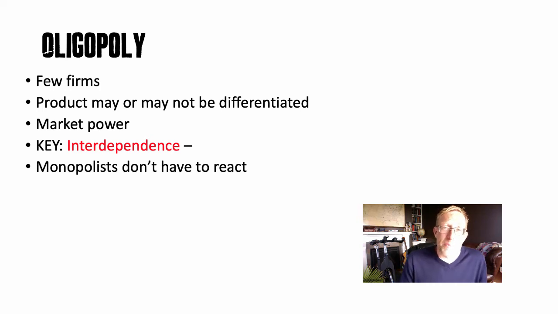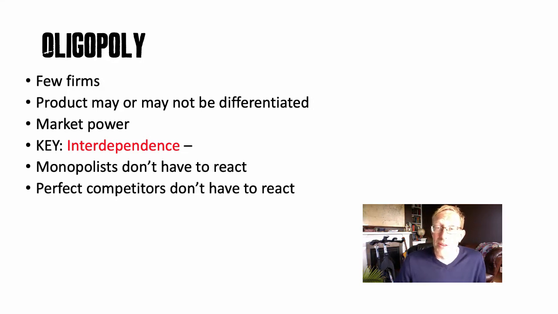We can see this by looking at the other market structures that we've talked about. A monopolist doesn't need to react to its competitors because it has no competitors. In competition, the firms don't have to react because they're price takers. And they're so small and insignificant in the whole scheme of the market that there's really nothing for them to react to. If somebody else increases their output, it's not that big a deal because it's not that much of the market.